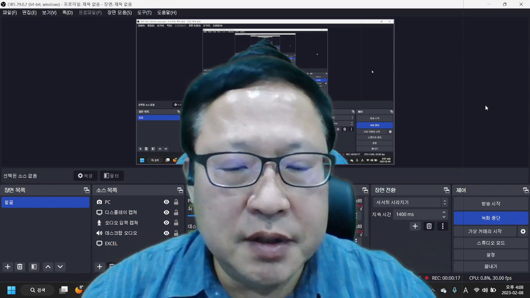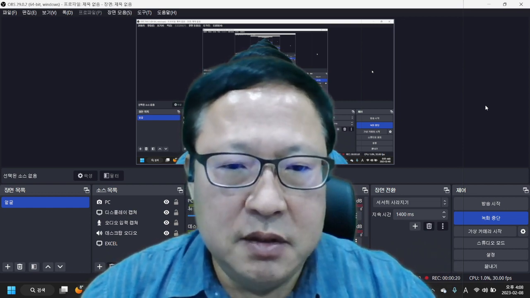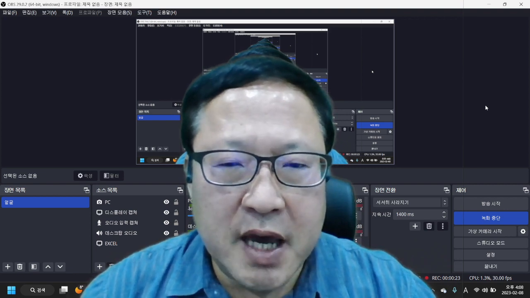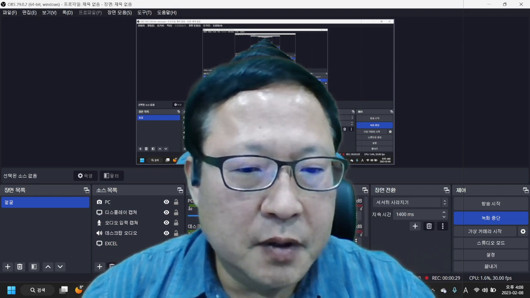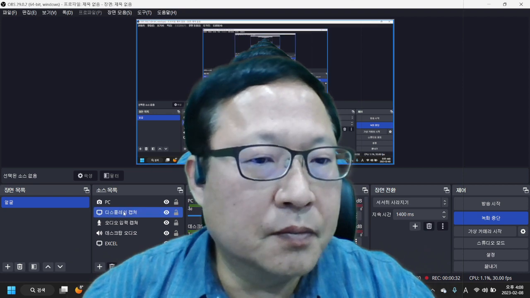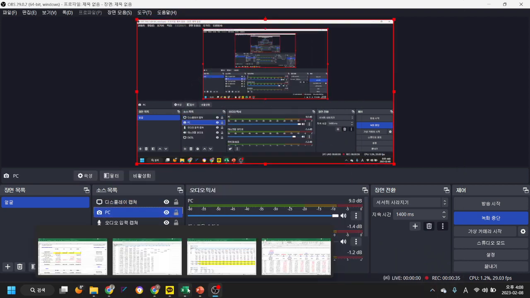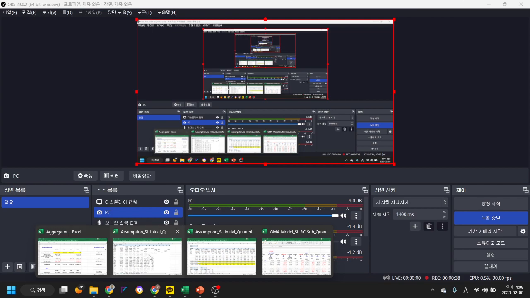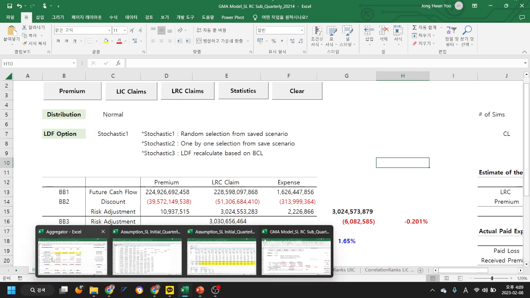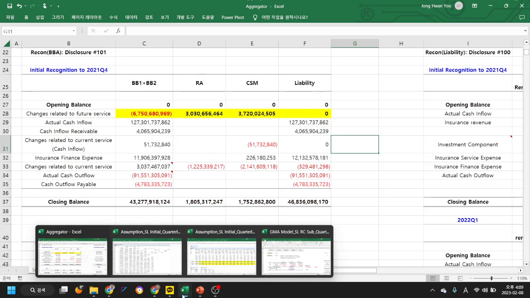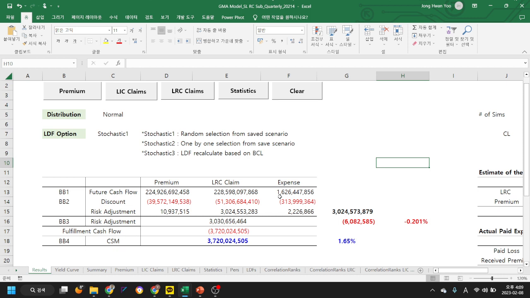I need to fill out the third component in order to estimate the fulfillment cash flow, and let's begin with that one. This time, I have shown you this one instead of the aggregator, and I'm going to show you this part because it decomposes the cash outflows into claim and expense.